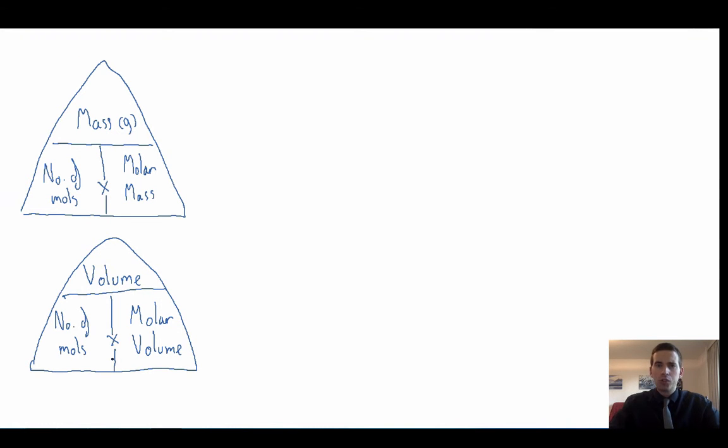So we're going to now look at a third triangle. Now you can see that the first two triangles are reasonably similar. Okay, number of moles is in the same place, and we use mass and molar mass in one, volume and molar volume in the other. Okay, they are quite similar. We just interchange mass and volume. The third triangle, however, doesn't really follow the same pattern. Okay, so let's have a look at it.